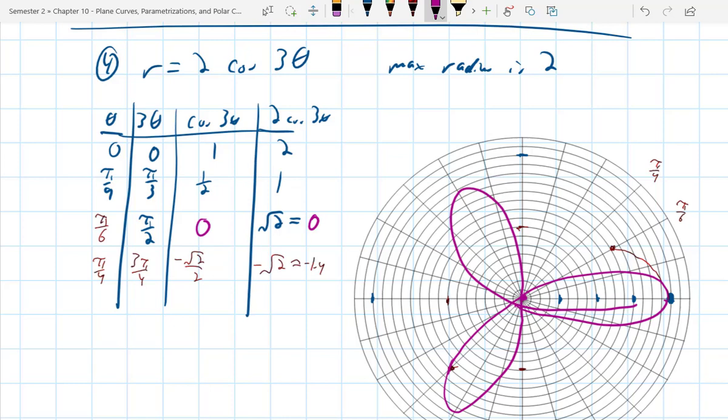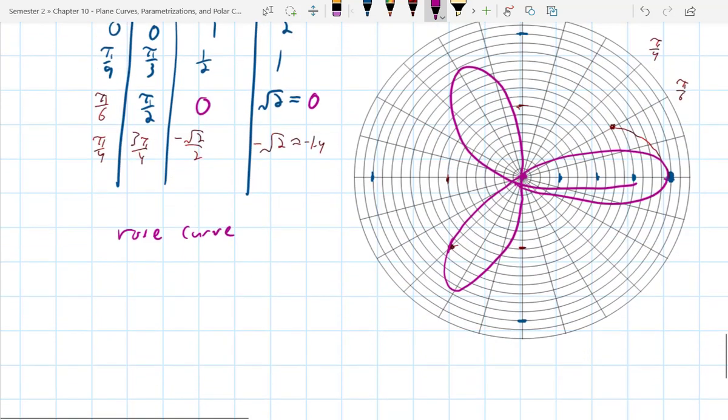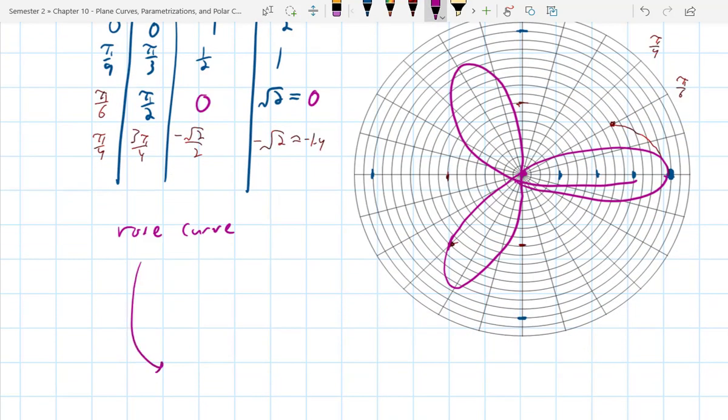I'm not so concerned that you guys can graph a ton of these by hand, but I do want you to remember a little bit about what these are like. This type of graph has a specific name. They call it a rose curve. Why? It looks like a rose.